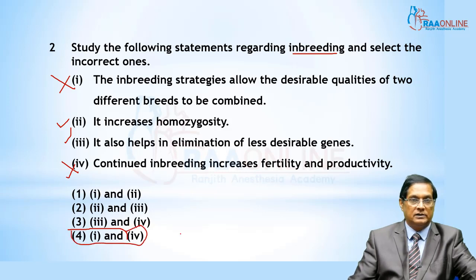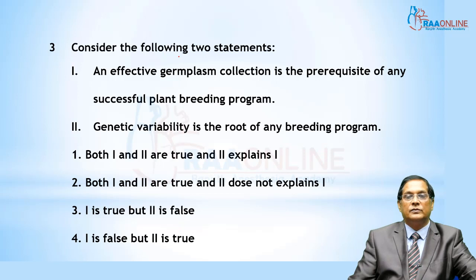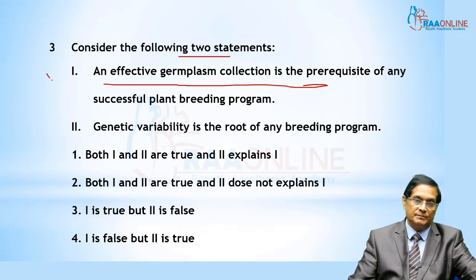With this respect, consider the following two statements. Effective germplasm collection, that is absolutely right. Genetic variability is the root cause of any plant breeding program, that is also right. So both 1 and 2 are correct, and 2 explains 1, yes, right.